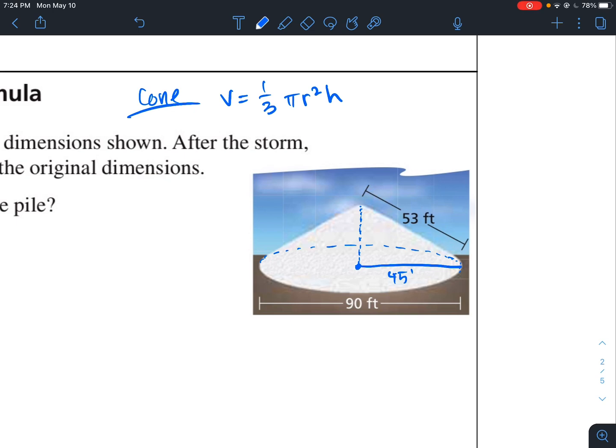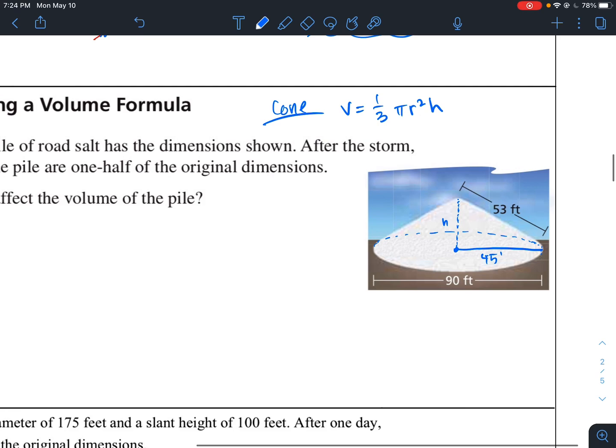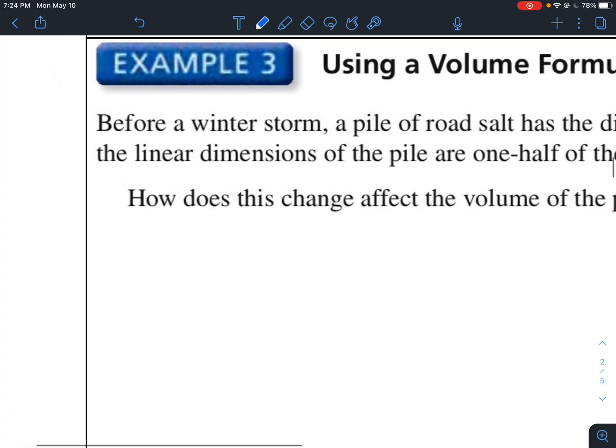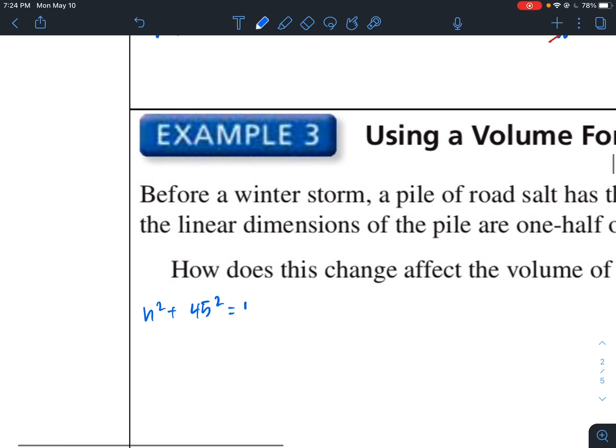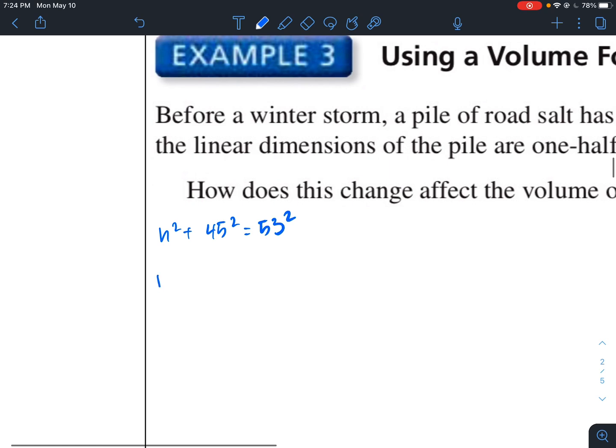Now we don't know the height, so we need to find the height first of this cone pile of salt. So you should notice that this makes a triangle. The slant of this pile is 53, and so this is the height. So I'm interested in finding the height. And since this is a right triangle, I can use the Pythagorean theorem to solve. So I know that height squared plus 45 squared should equal 53 squared. And if we solve for the height, it would be equal to the square root of 53 squared plus 45 squared. So that's how we can find the height.